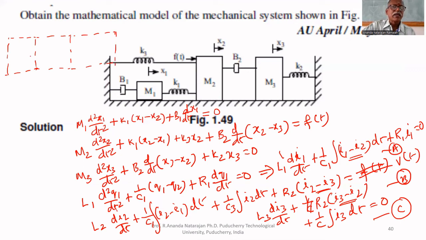The first loop L1 is there. Current through this is I1. Current through this is I2. Current through this is I3. C1 is between the first loop and second loop. R1 is in the first loop only. So we can draw here R1. That's all.